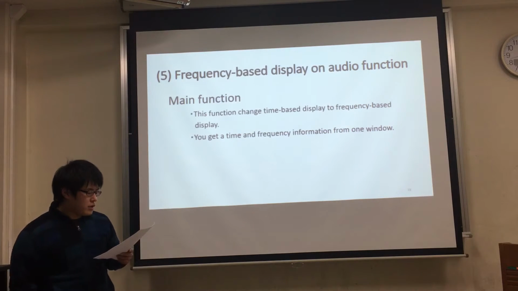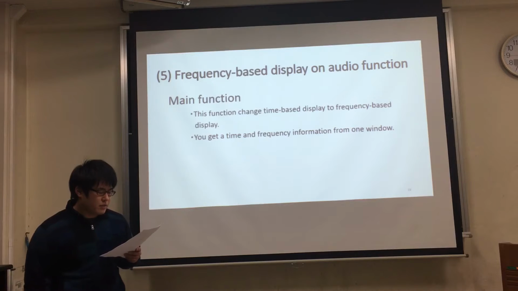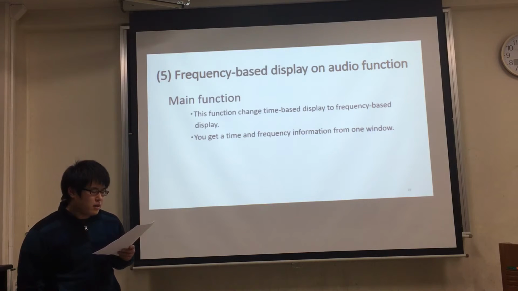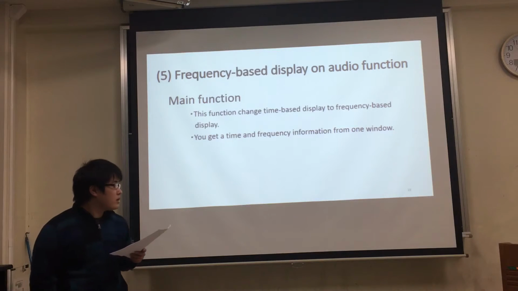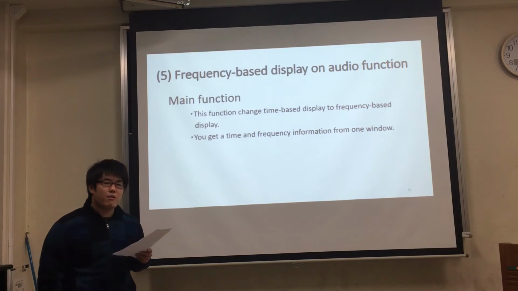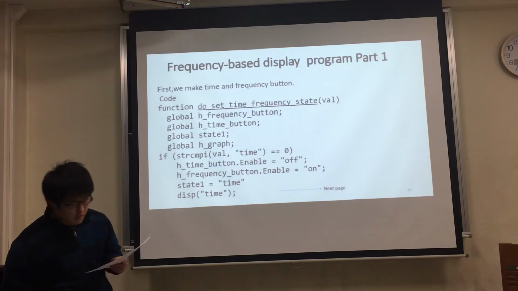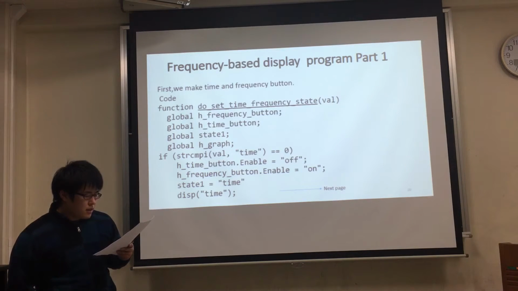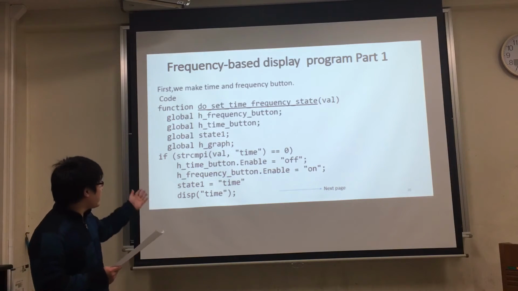Next, I will introduce the time and frequency-based display code. The main function is to change the time-based display to a frequency-based display. So, we get time and frequency information in one window. First, we made the time and frequency buttons. Next, we made the function to set the time frequency state. The code is here.